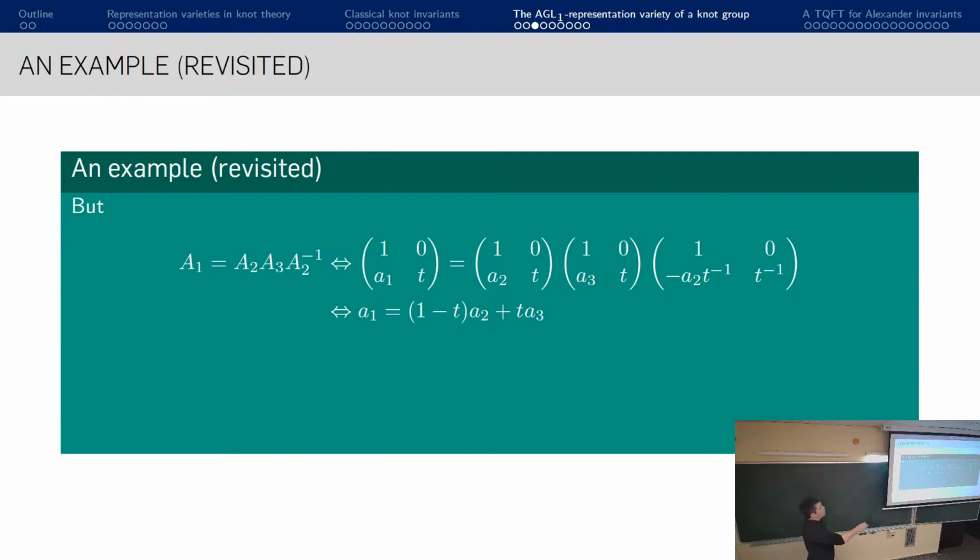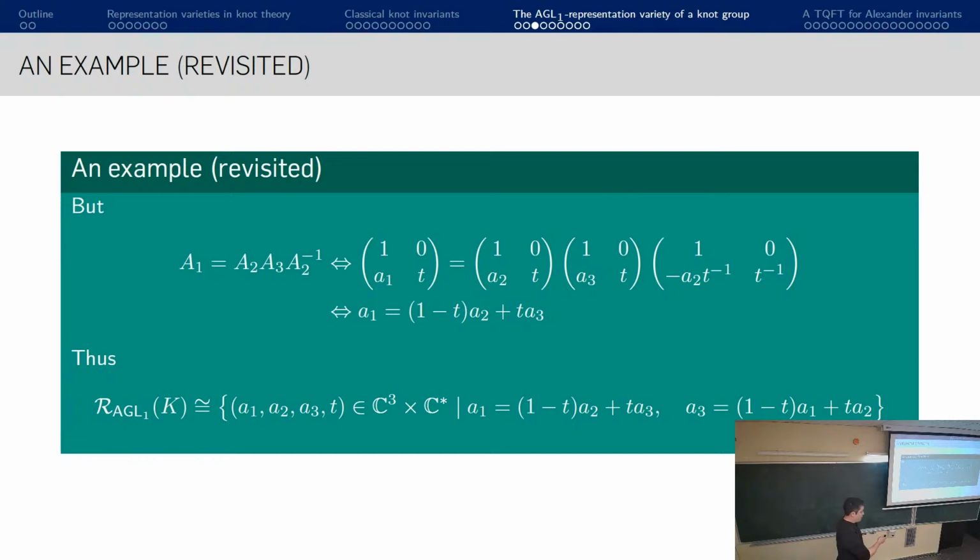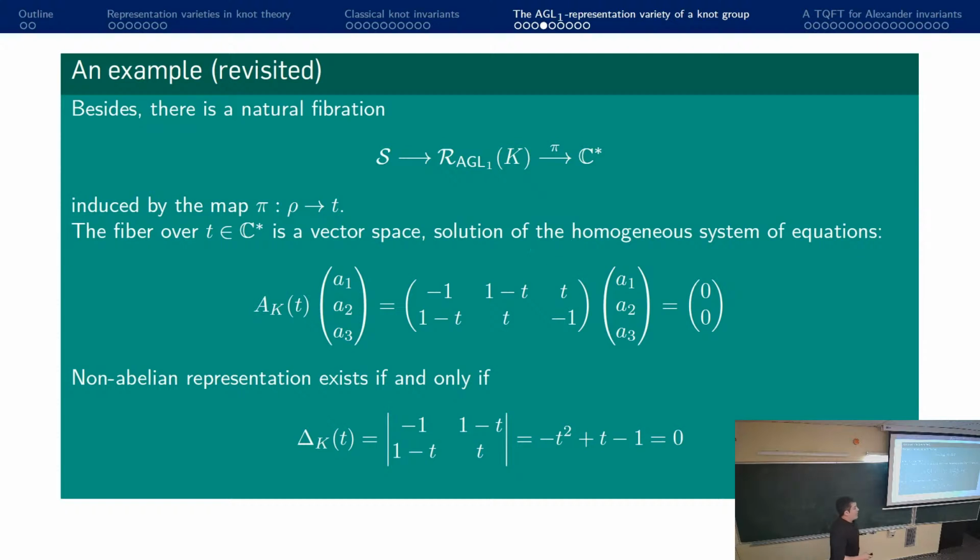You do that tiny computation, and then the only requirement is that A1 = (1 - t)A2 + tA3. It's a linear equation in t. And then you do the same for the other relation, and then you get that this is your AGL1 representation variety, the representation space of your knot group. So the natural thing to do here is, that's your space, and there's a natural projection: any representation you can project onto C*, mapping it onto t, and then if you fix the t, the fibers are A1, A2, and A3 satisfying those linear equations.